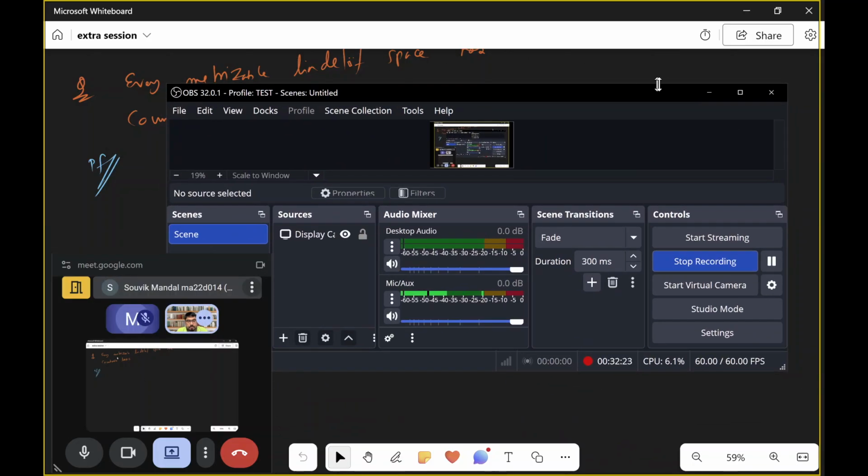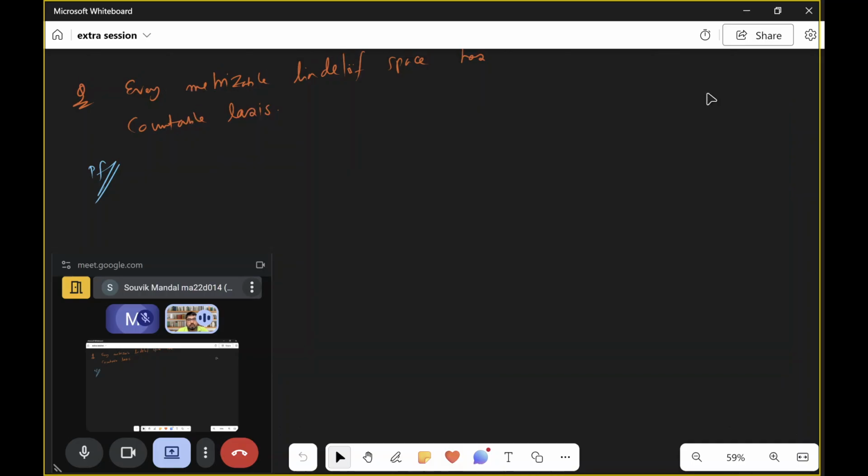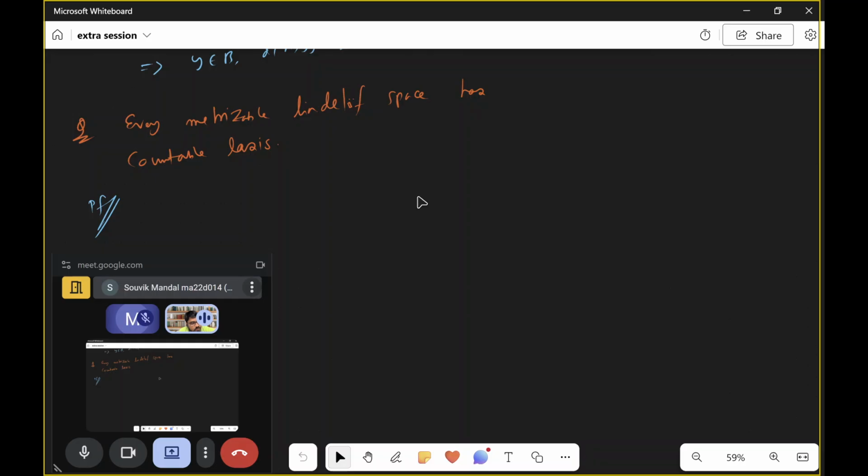So how to approach this problem? This problem can be approached as follows. Who is not able to figure this out? How to solve this? Please let me know. Just hold a moment, please. Okay, it can be done as follows.